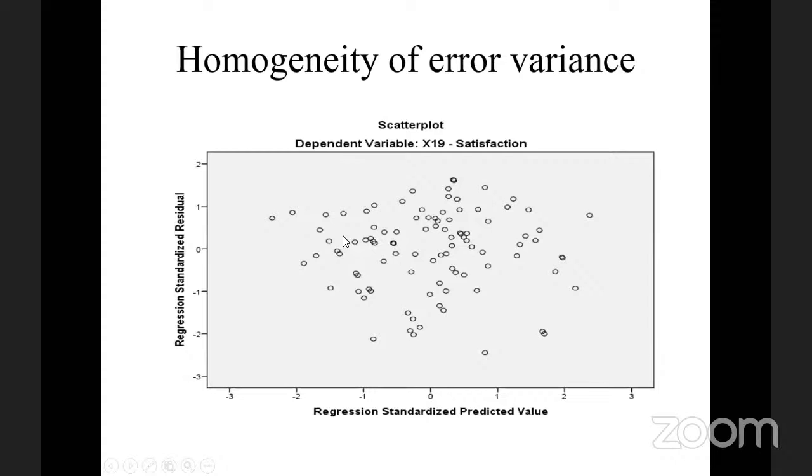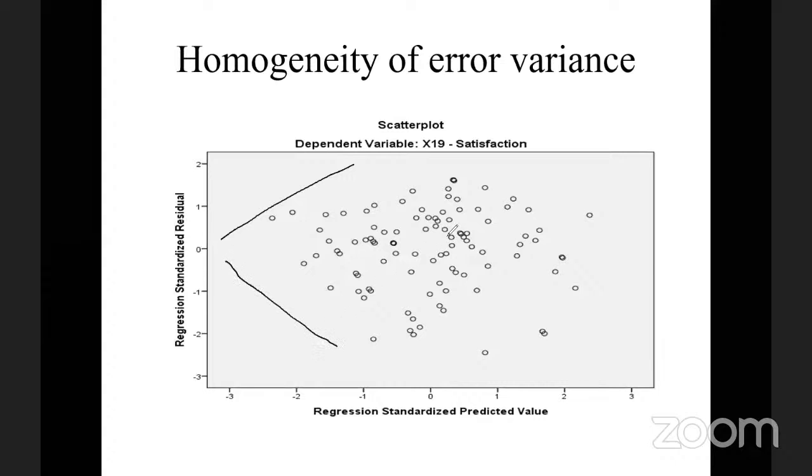It should not be funnel type data. Funnel type data means the distribution of the data looks like this. If the distribution of data is like this, then it is funnel type data.